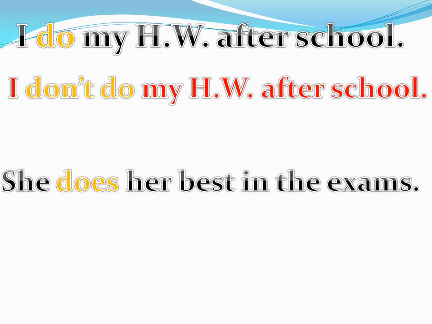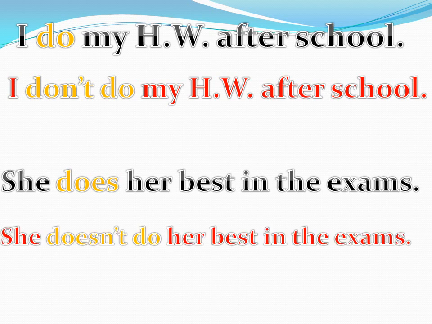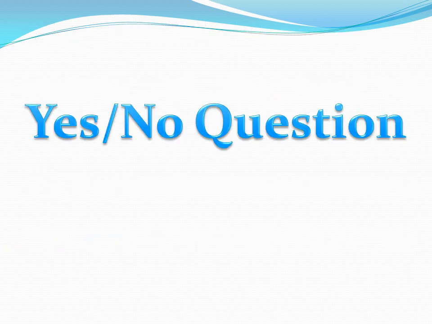She does her best in the exams. The same idea. She does. It will be she doesn't, and since we will remove the S, it will be she doesn't do her best in the exam. Okay, Junior 3. Well, this is all for the negative, and let's move to how to form a yes and no question. A yes and no question means a question that you ask and its answer is only yes or no.